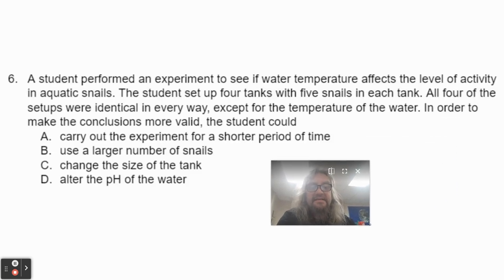Question six. A student performed an experiment to see if water temperature affects the level of activity in aquatic snails. The student set up 4 tanks with 5 snails in each tank. All 4 of the setups were identical in every way except for the temperature of the water. In order to make conclusions that were more valid, the student could A. Carry out the experiment for a shorter period of time, B, use a larger number of snails. C, change the size of the tank. D, alter the pH of the water.